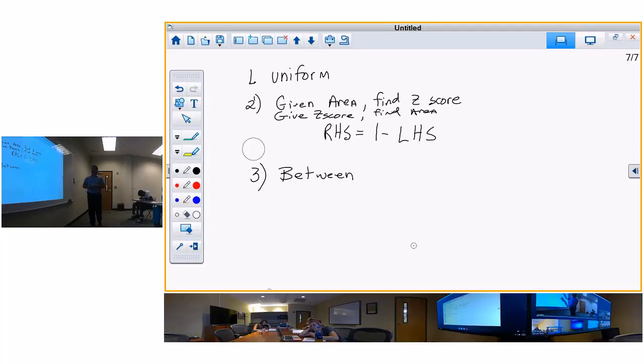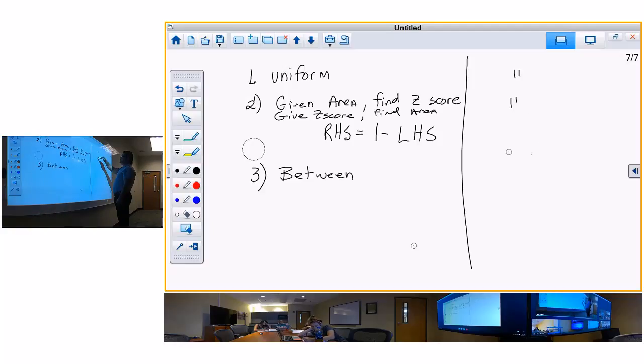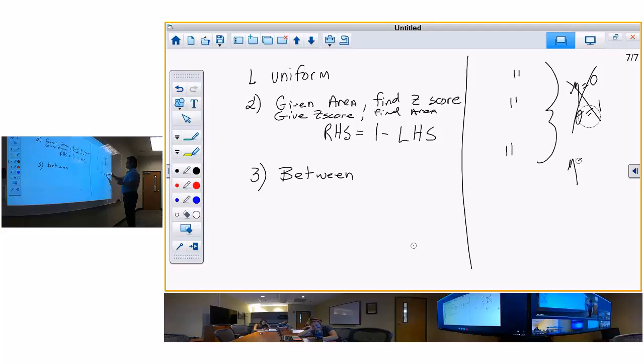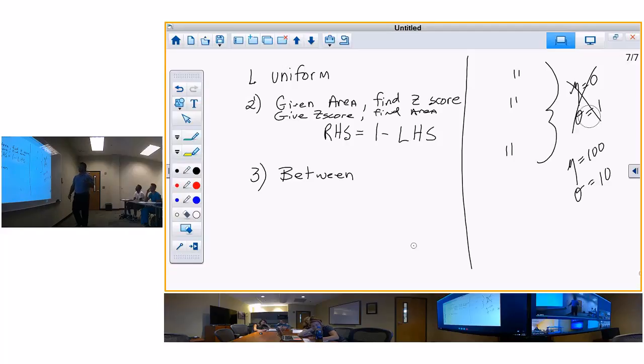So the second type problem, the second section, we're going to be doing this, this, and this. But the difference is these are not going to have this. These are going to have mu equal to 100 and standard deviation equal to 10, which is going to throw in x. Meaning that instead of finding just the area and the z-score, you're going to find the area and the z-score, but then you have to transfer that z-score into x.